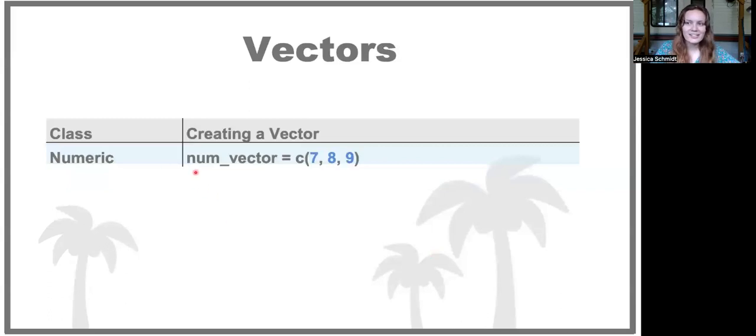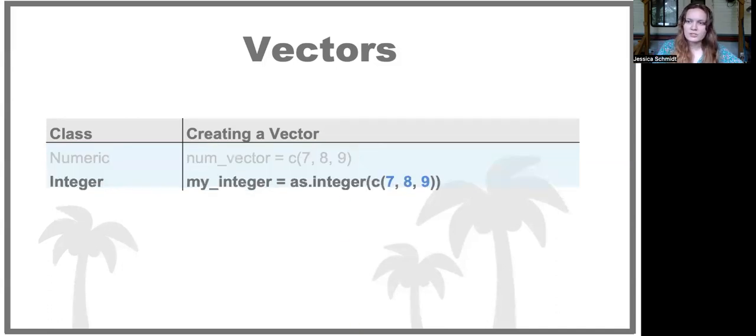As always, numeric is the simplest. To create a list of numerics, we do the name. I'm just calling it num_vector, but again, it can be any name that you want, equals c, and then in the brackets, because remember, c is creating the vector, and then we put every item in the list inside of the brackets, separated by commas. So here I'm creating a list of numbers 7, 8, and 9. Pretty easy.